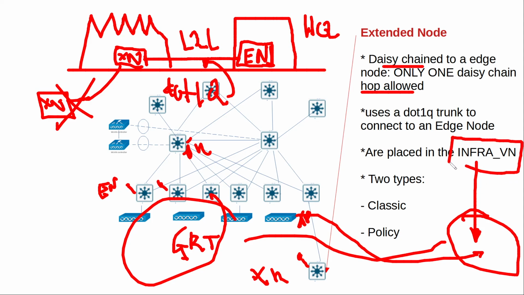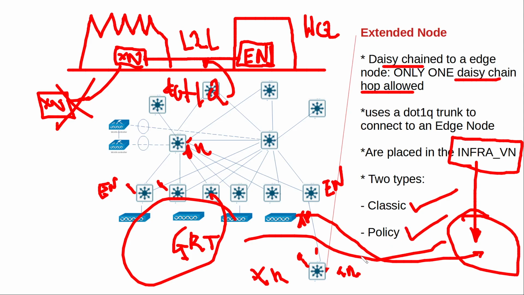So remember that for the extended nodes and the access points in fabric mode, IP addressing is placed into this virtual network. So to summarize, your extended nodes are connected to your edge nodes using a layer 2 connection, and you have to run here a trunk with .1q, and you only have one hop for your daisy chaining allowed. There are two types of extended nodes: classic extended nodes and policy extended nodes.